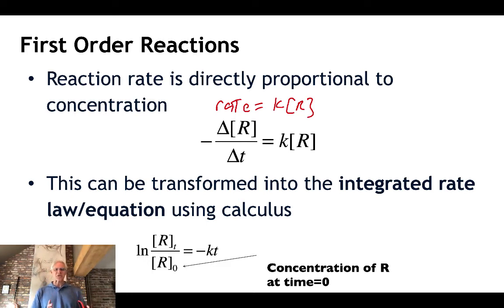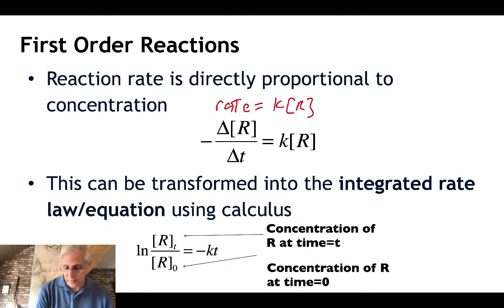So we see that the concentration of R at 0, that means at a time of 0, is my initial concentration. That's what I started with. And then the concentration of R at time t means I must have taken a concentration at some time during the reaction, and the t represents the amount of time that you're going to use in that equation.